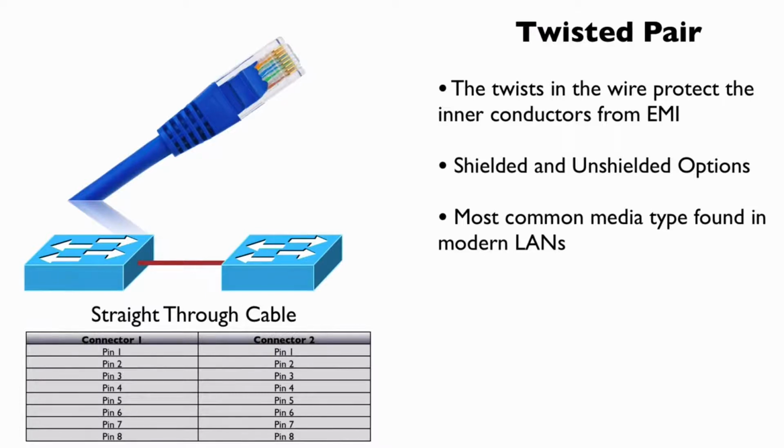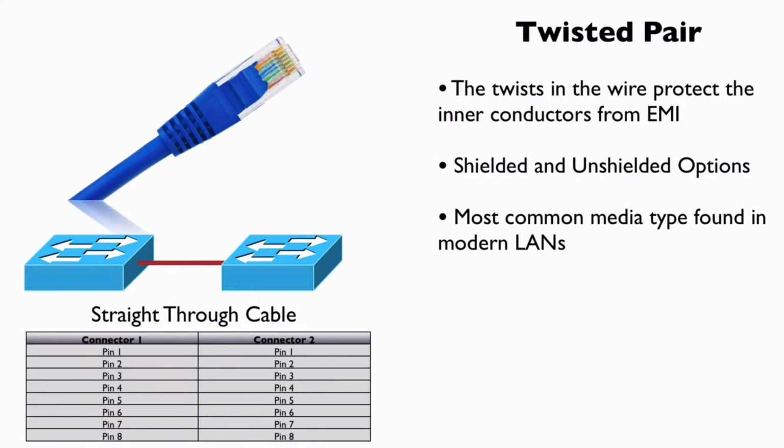I mean that pin 1 on the RJ45 connector on one end of the cable connects to pin 1 on the other RJ45 connector at the other end of the cable. And pin 2 goes to pin 2 and so on. The pins match up. Here's the challenge with that.